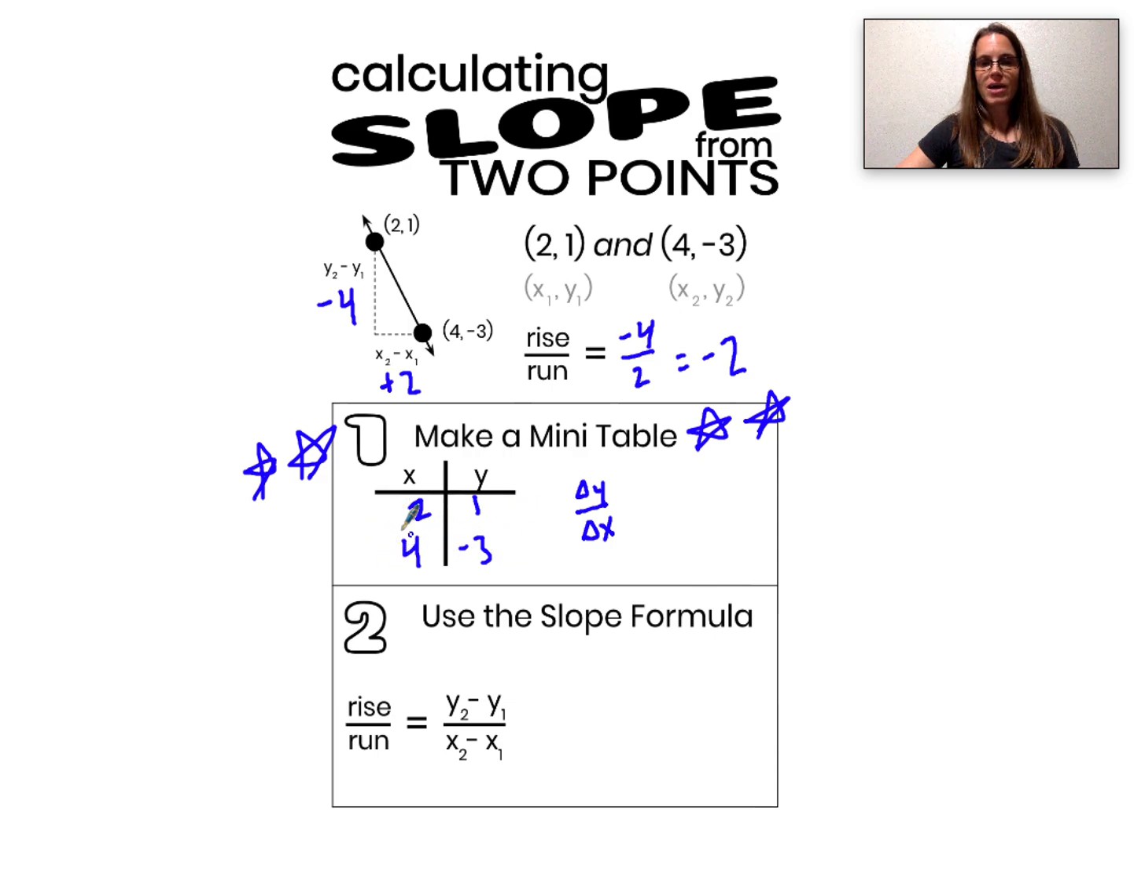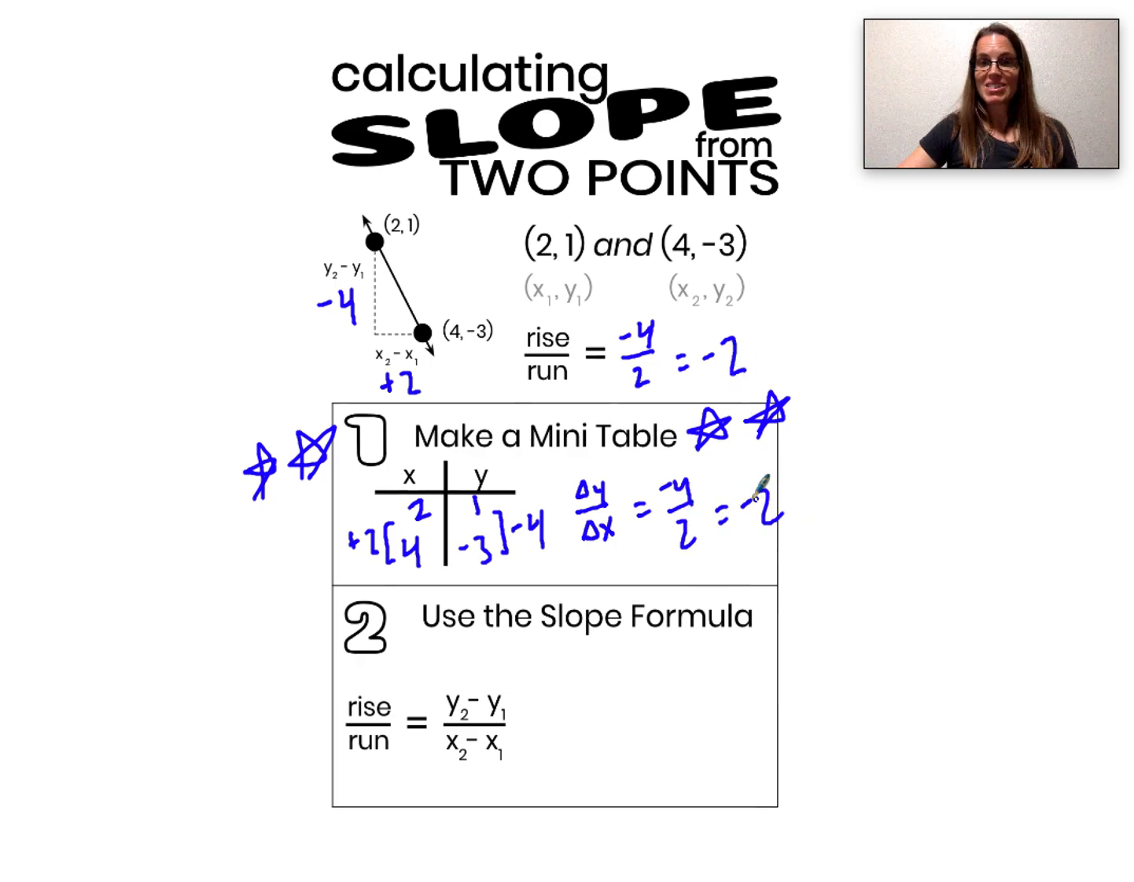What's the change in y? What's the change in x? The change in y from 1 to -3 is -4. The change in x from 2 to 4, delta x, is +2. Therefore, delta y divided by delta x is just -4 divided by 2, -2.